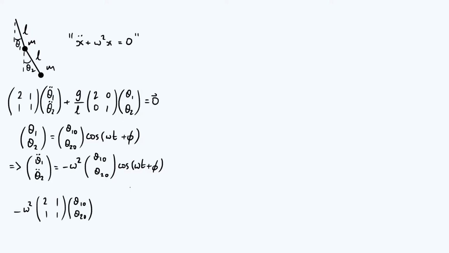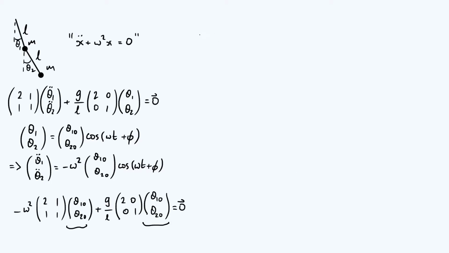So there we go. Now, that means all I have to do is add on g over L times the second matrix 2, 0, 0, 1 times our vector of constants θ1,0, θ2,0, and that whole thing is supposed to be 0. Okay, so what can we do with that? Well, we've now got the same vector appearing twice, right, there and there. And so we could combine the two terms into a single term where we have some big matrix times that vector θ1,0, θ2,0 is equal to 0.